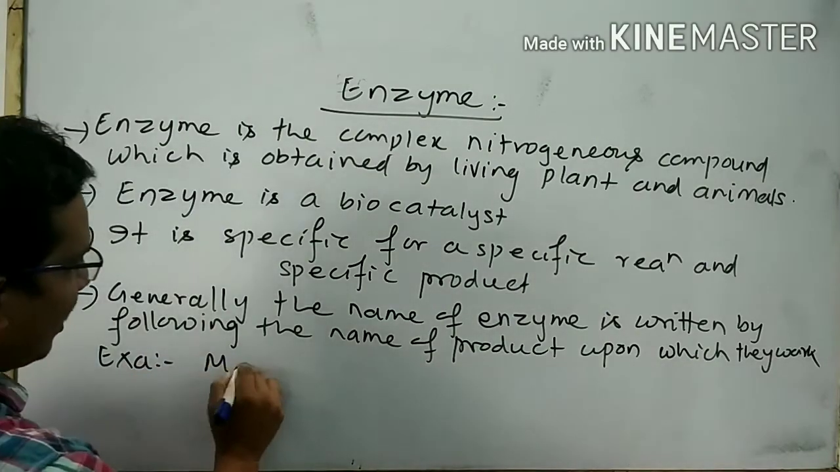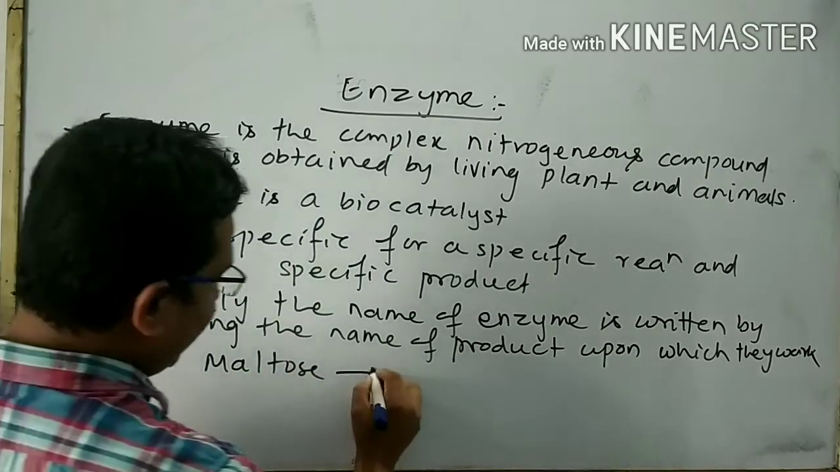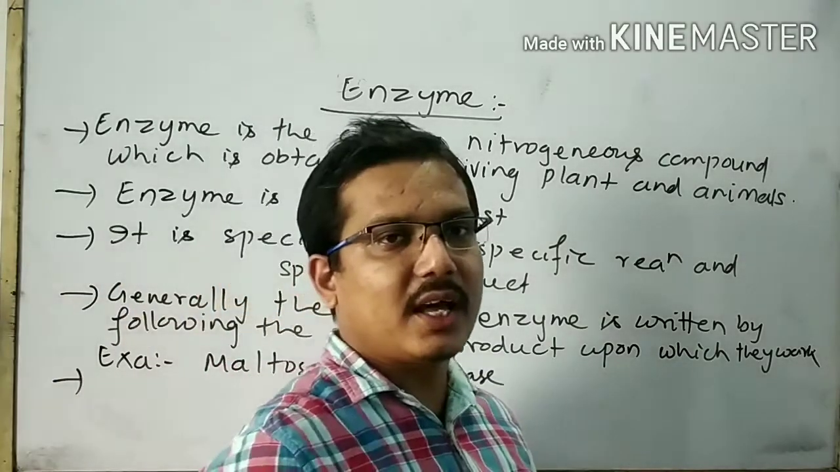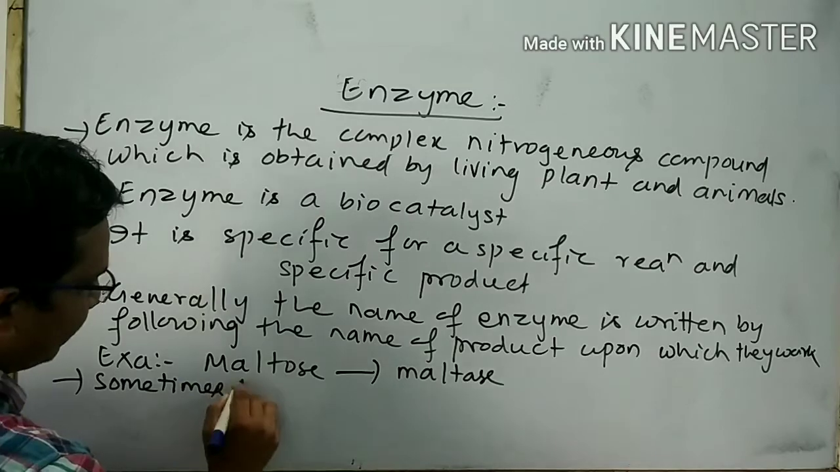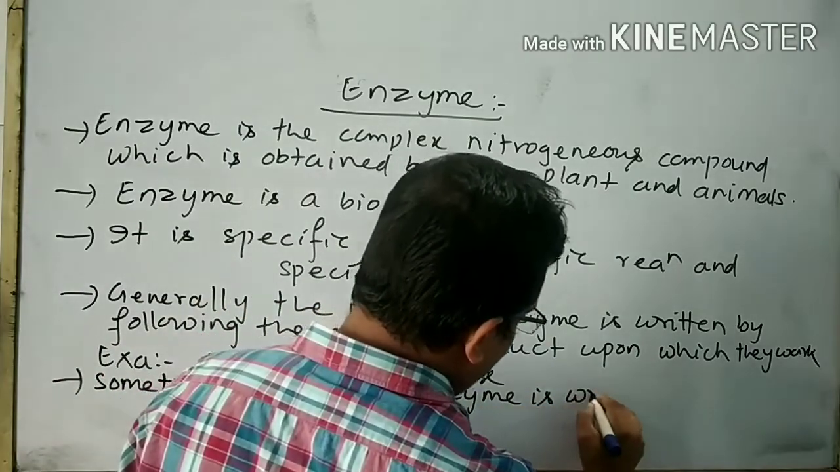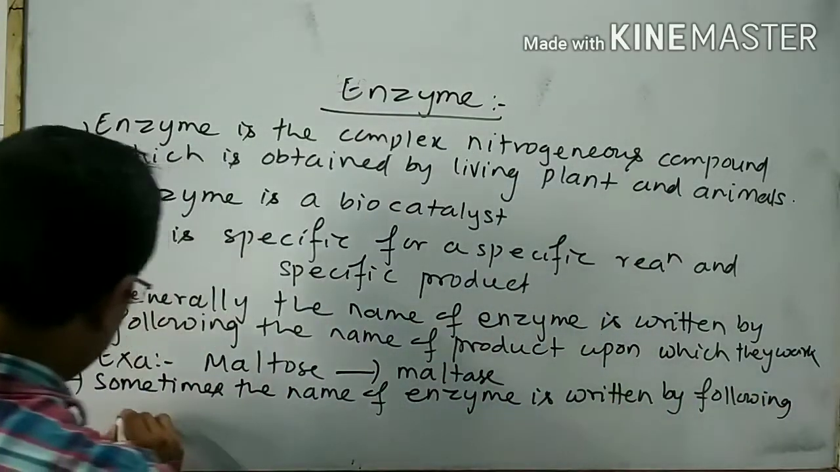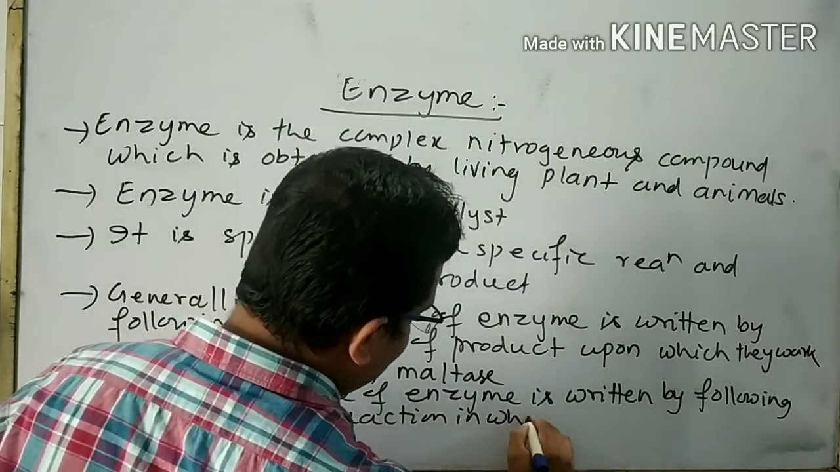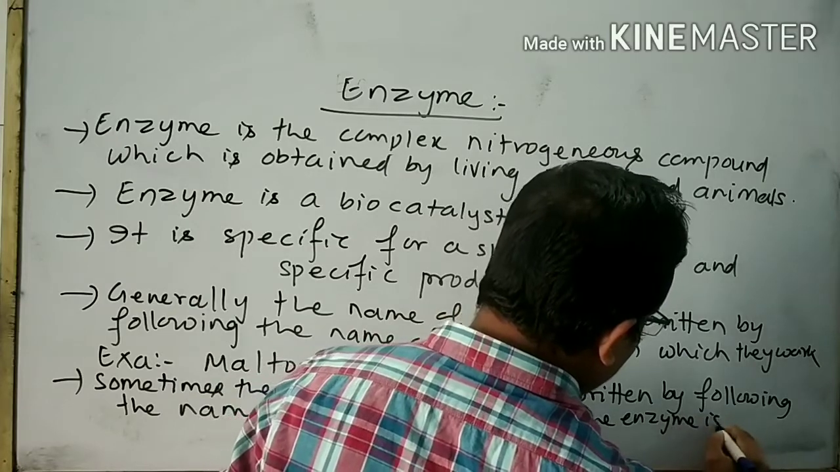Take an example: suppose I think about maltose. The enzyme which works upon maltose is said to be maltase. Sometimes the name of the enzyme is also written by following the name of the reaction in which the enzyme is involved.